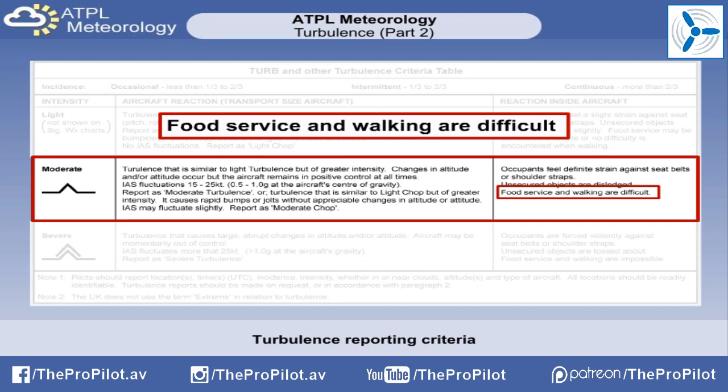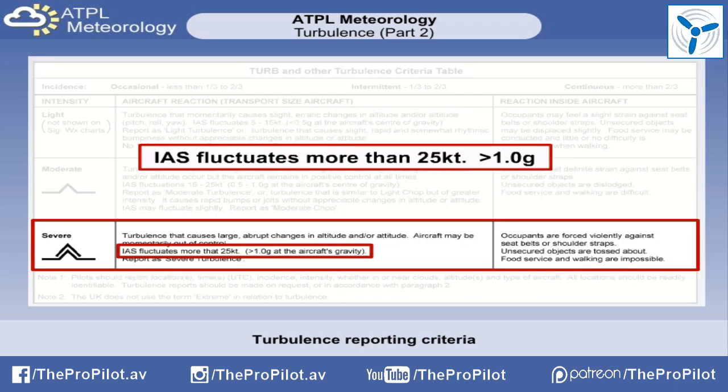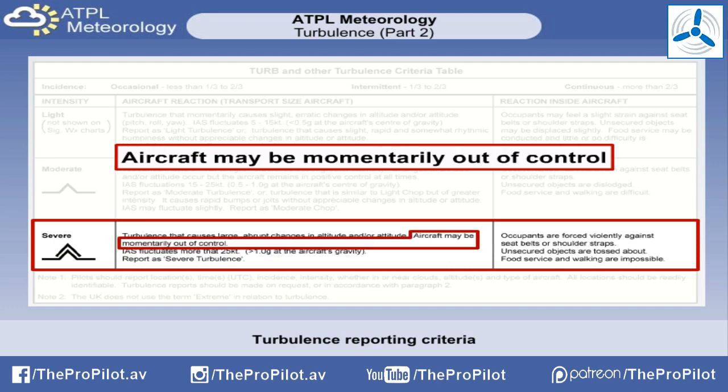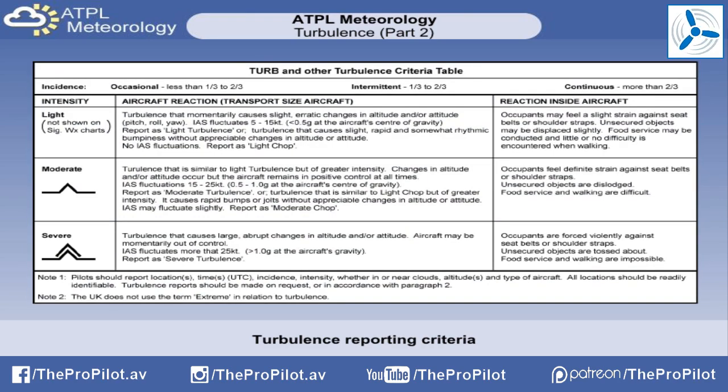Before we finish, let's briefly examine severe turbulence. Notice that indicated airspeed fluctuations and G changes are far greater than that for moderate turbulence. And more importantly, the aircraft may be momentarily out of control. Because this situation is very serious, immediate diversion is necessary. Finally, examine the table and note down the differences between the various intensities.